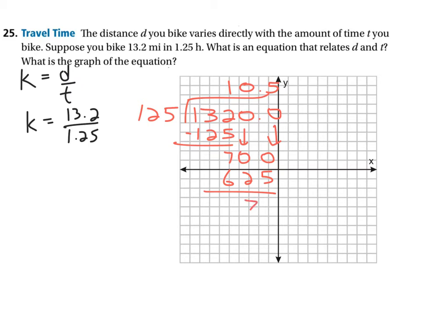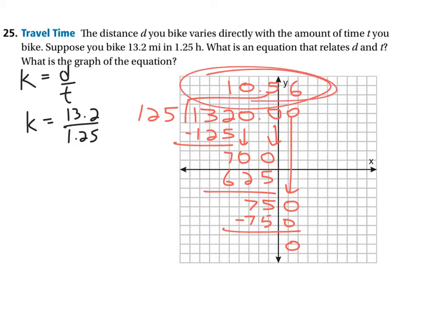75. And then we annex another 0, bring it down. And 750 is exactly 125 times 6. So we get 750 and 0. And we've got as an answer 10.56 as our k value. So I'm going to write that over on the side. K is equal to 10.56. And I'm going to erase all this and then we'll go do the rest of this.